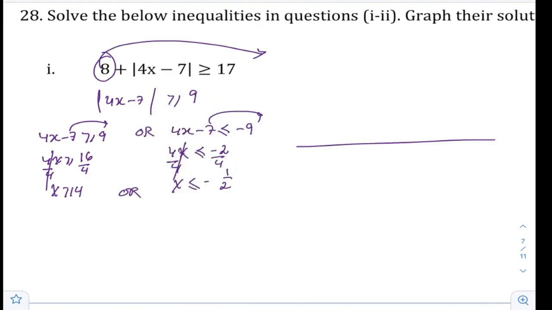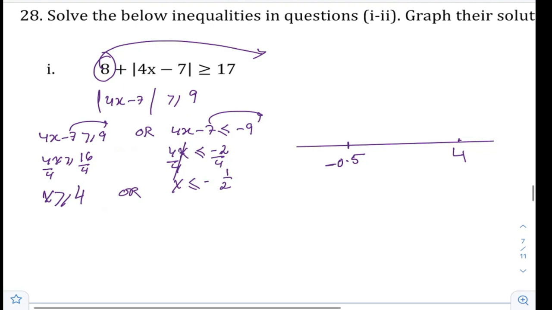So that solution, we will have the -0.5 and we have the 4. Make it more clear here. Closed circle at 4, closed circle at negative 0.5, and it is less than or equal to negative 0.5 or more than 4. This is the solution.